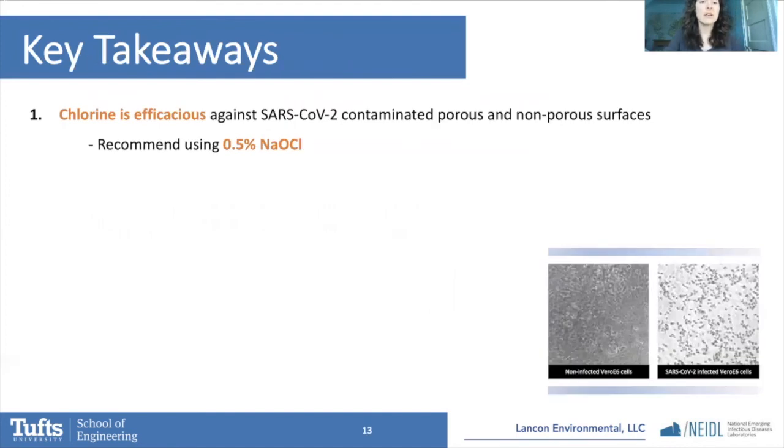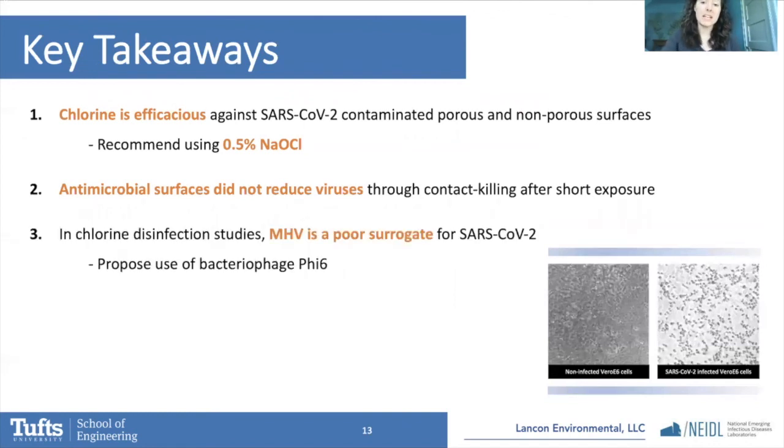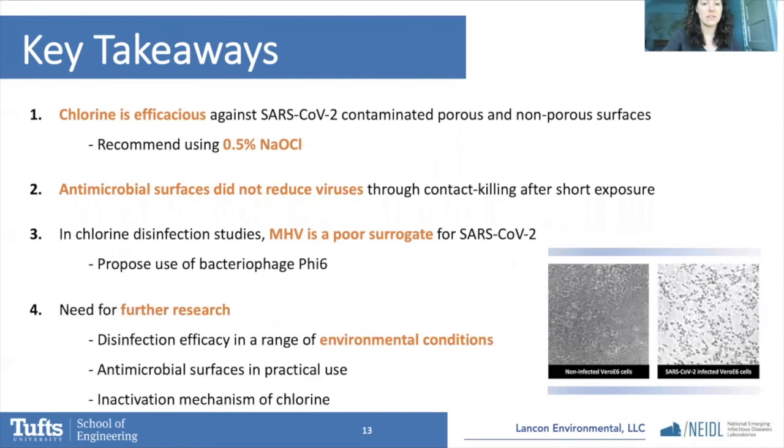Key takeaways are that chlorine is efficacious against contaminated porous and non-porous surfaces for SARS-CoV-2, and we would recommend using 0.5% NaOCl. The antimicrobial surfaces did not reduce viruses through contact killing after short exposure. MHV seems to be a poor surrogate for SARS-CoV-2, specifically for chlorine disinfection studies, and we propose the use of the bacteriophage phi 6. We need further research on a range of environmental conditions, antimicrobial surfaces in practical use instead of passively as tested in this study, and understanding the inactivation mechanism of chlorine for coronaviruses.